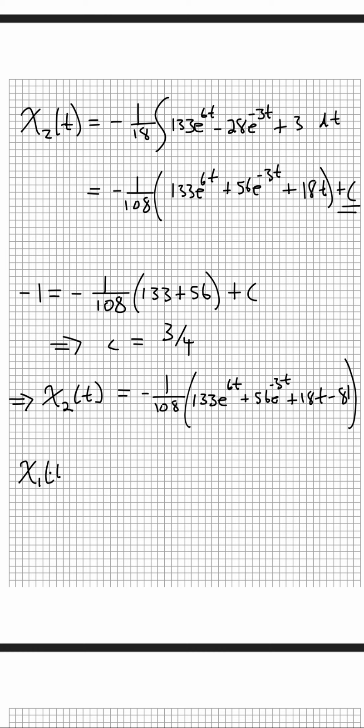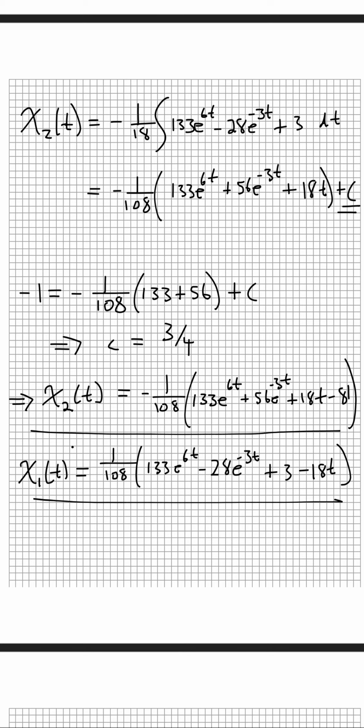We have x1 of t, which we found was 1 over 108 times 133 e to the 6t minus 28 e to the minus 3t, right, plus 3 minus 18t. Okay, so this was x1 and this is x2. And these are the two solutions you would write as your final answer for this problem.